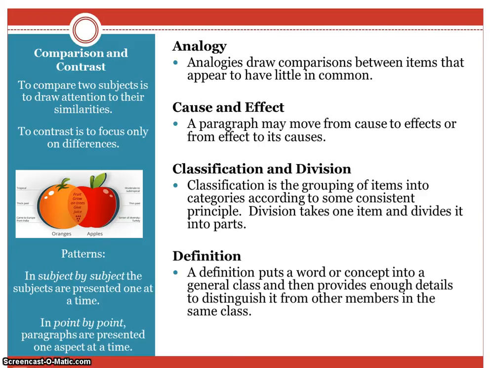Cause and effect. A paragraph may move from a cause to effect or from effect to its causes. Classification and division. Classification is grouping items into categories according to some consistent principle. Division takes one item and divides it into parts. Definition. A definition puts a word or concept into a general class and then provides enough detail to distinguish it from other members in the same class.